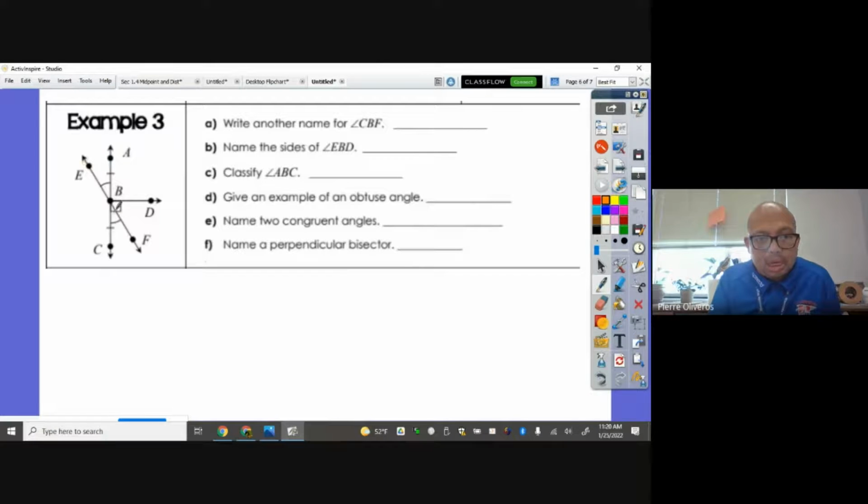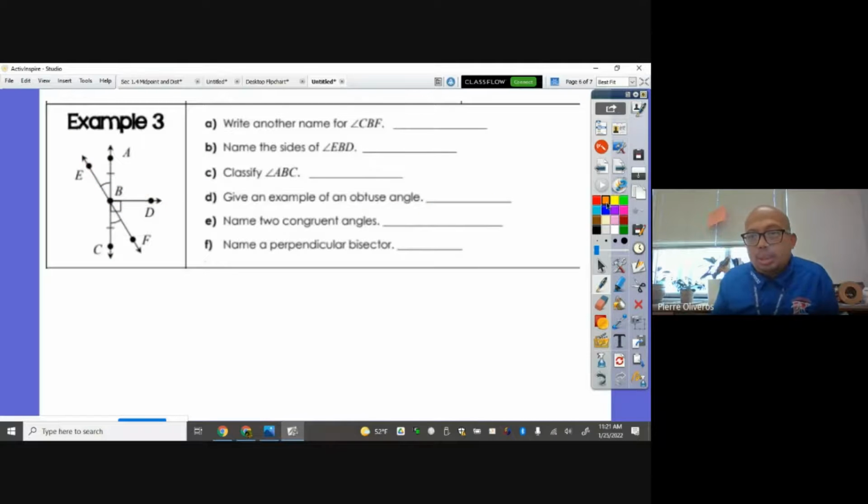Okay. Next. Give an example of an obtuse angle. Since this is a 90, so therefore this has to be 90, right? If that's 90, then this is a little bit more. So this angle here, angle EBD, is an obtuse angle because it's more than 90 degrees.